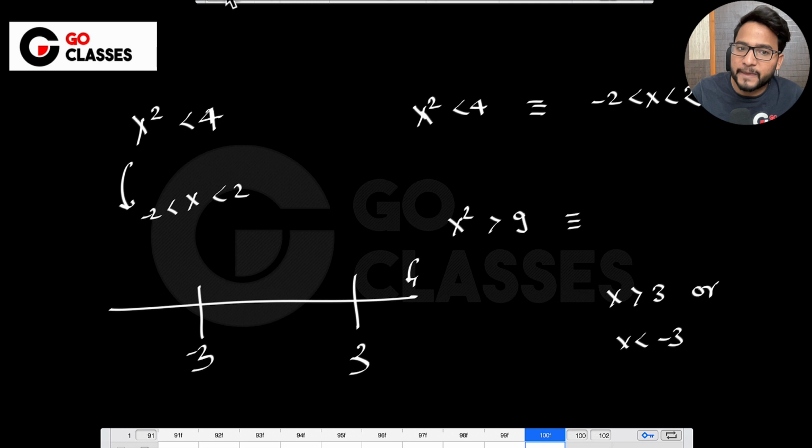So basically, if you have x square less than 4, then it is between -2 and 2. If you have x square greater than 9, then it basically means x is greater than 3 or less than -3. Okay.